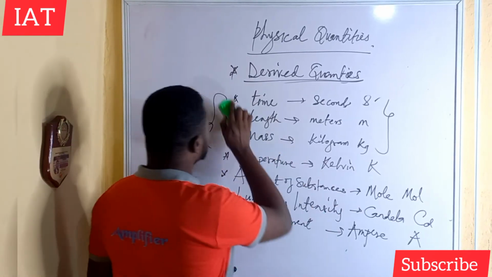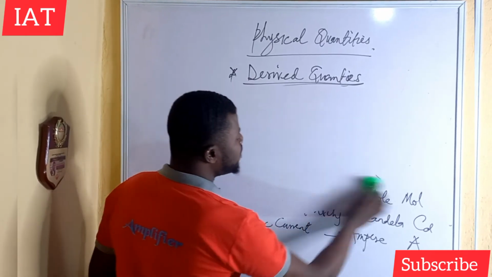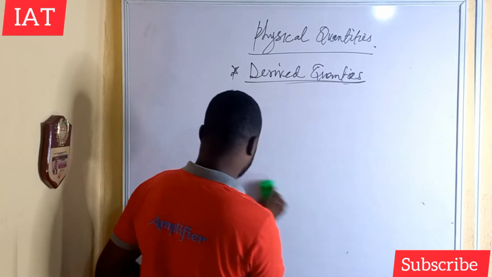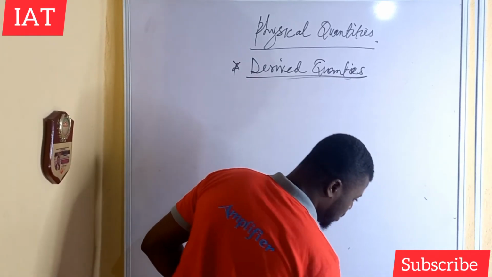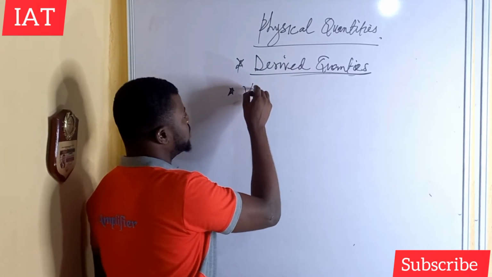So let's see the examples of derived quantity. The following are the examples of derived quantity. We can think of the first one, which is velocity.